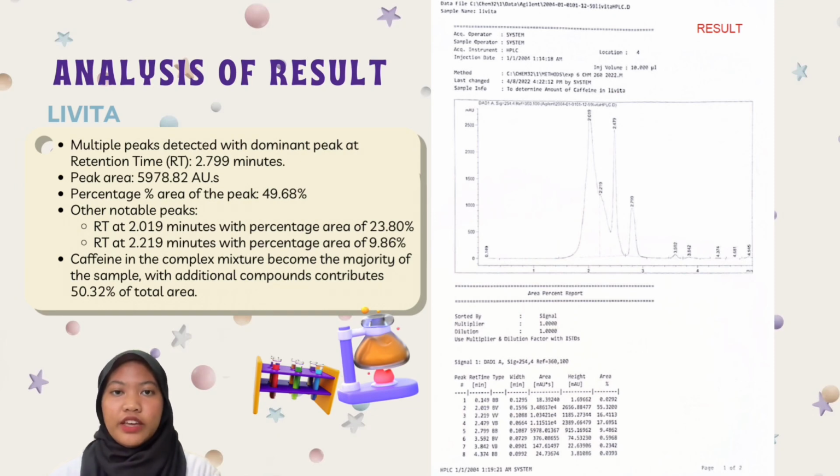This peak is most likely caffeine as its retention time is close to the standard. Other significant peaks include those at 2.019 minutes with 23.80% of the total area and 2.219 minutes with 9.86% of the area, representing additional components in Levita. These peaks collectively contribute to the remaining 50.32% of the total area, reflecting the complex formulation of the mixture with caffeine as the major component.